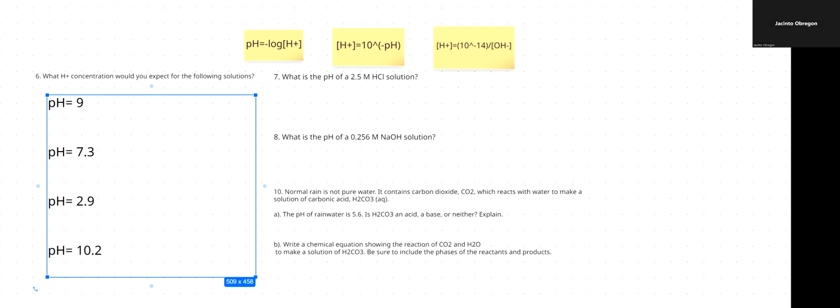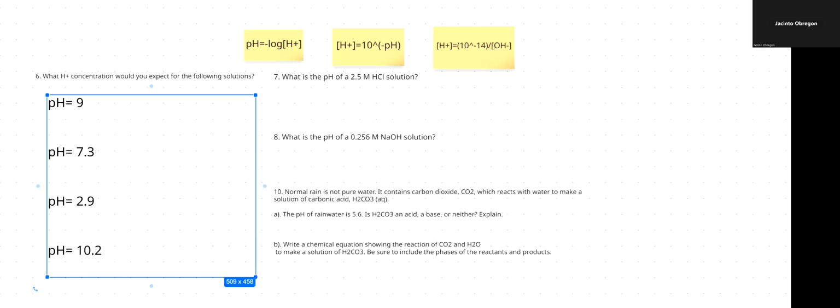Same thing with part C, 10 to the -2.9, and that is equal to, your calculator will probably give it to you in scientific notation or in standard notation. It should give you a concentration of about 0.00126 molar. In scientific notation, this would be 1.26 times 10 to the -3rd molar.